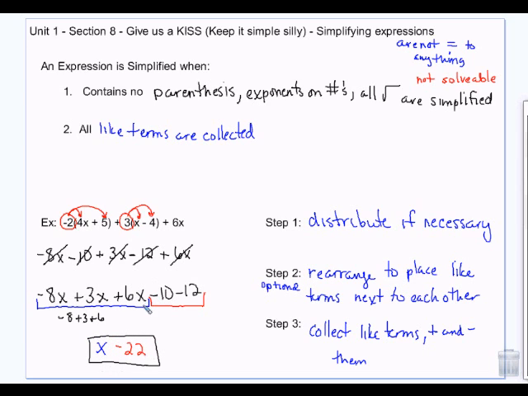I don't have any parentheses. I don't have any exponents on numbers. I don't have any square roots, so I'm done. And you'll notice I never wrote equals anything because there was no equal sign there. So this doesn't equal anything. It's just x minus 22. It's just simplified.